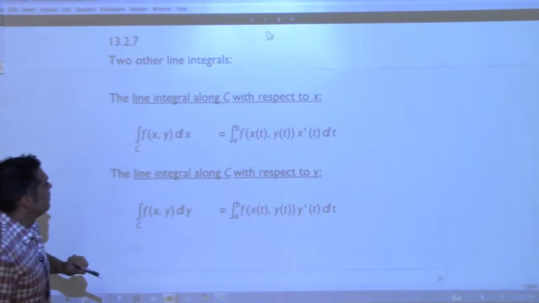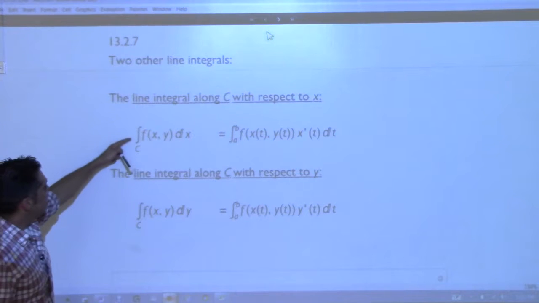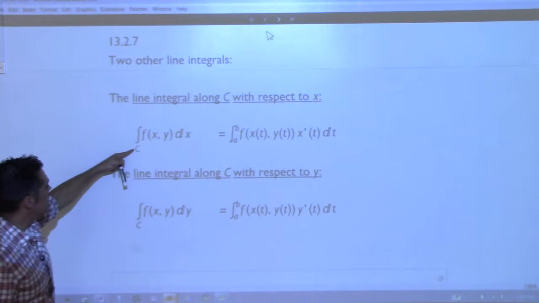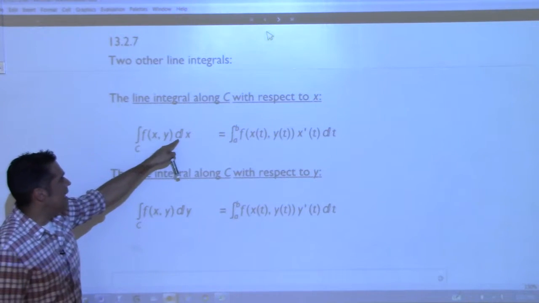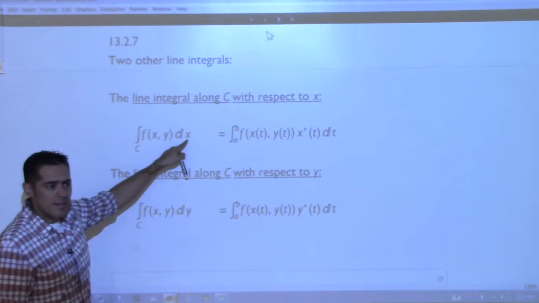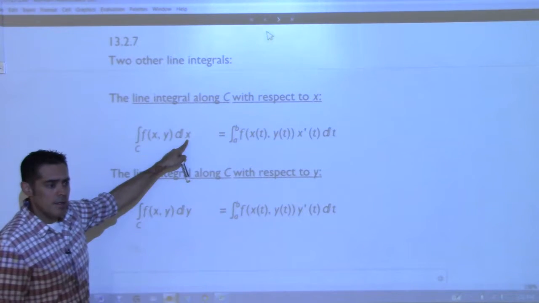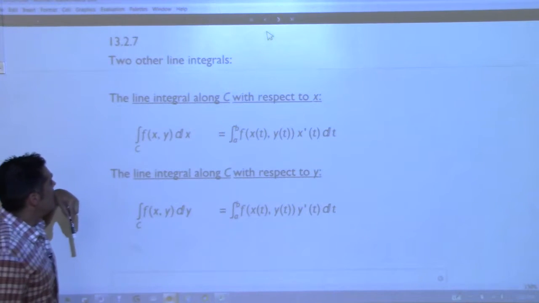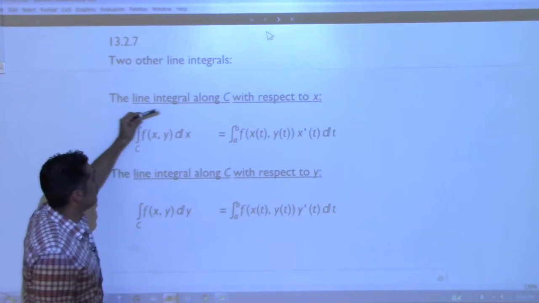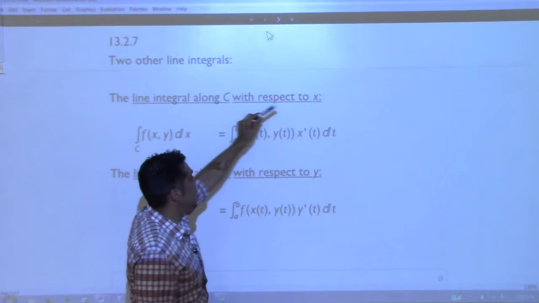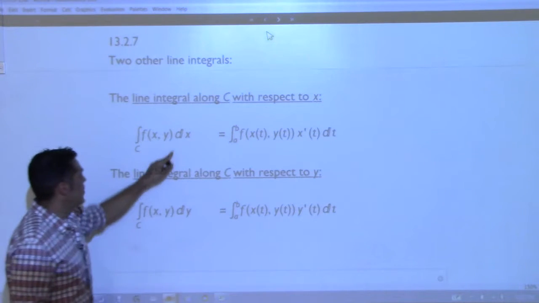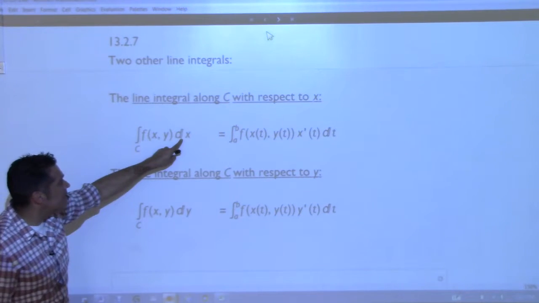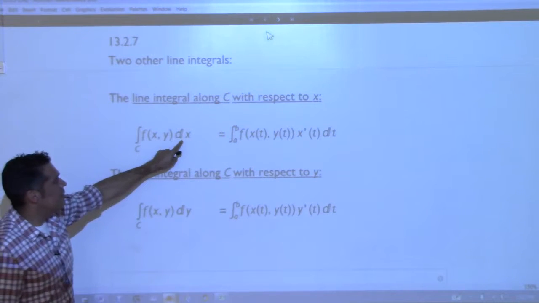If you remember in the previous formula, we had the line integral over some curve C of the surface, and we had ds here. And ds stood for arc length. So we have 2 new line integrals now. The first one is the line integral along the curve C with respect to x. So what we're doing is we're replacing the ds with dx, and what happens is in the formula it becomes much nicer.